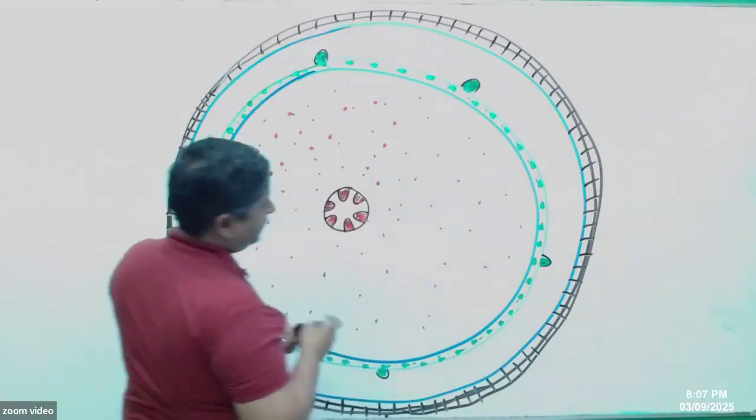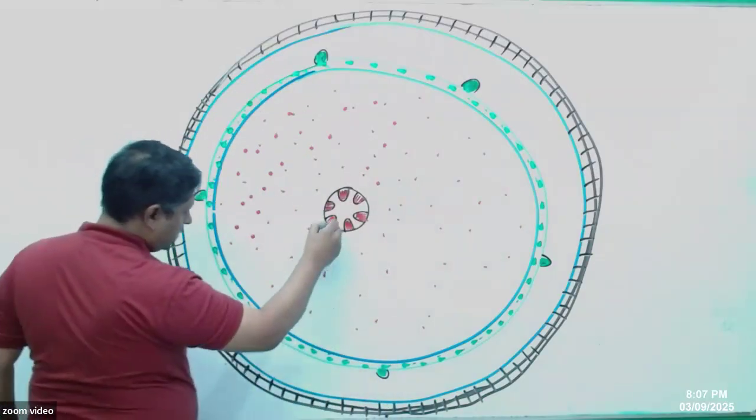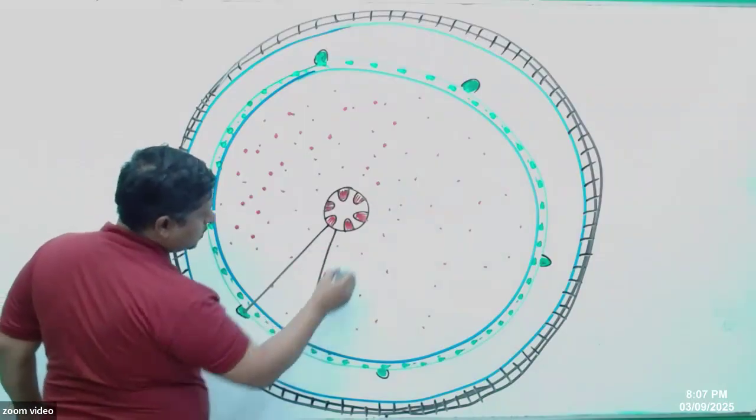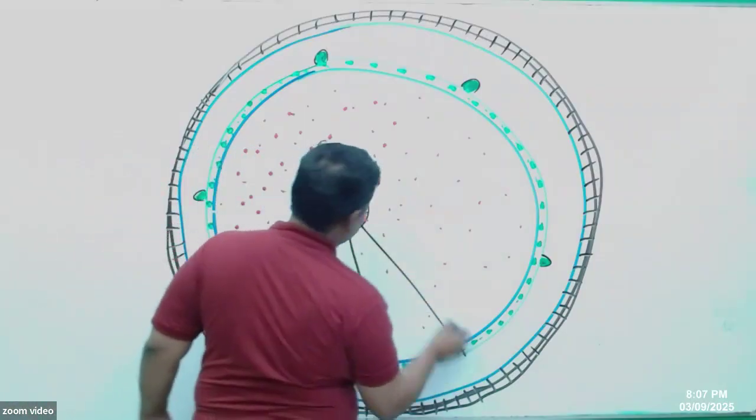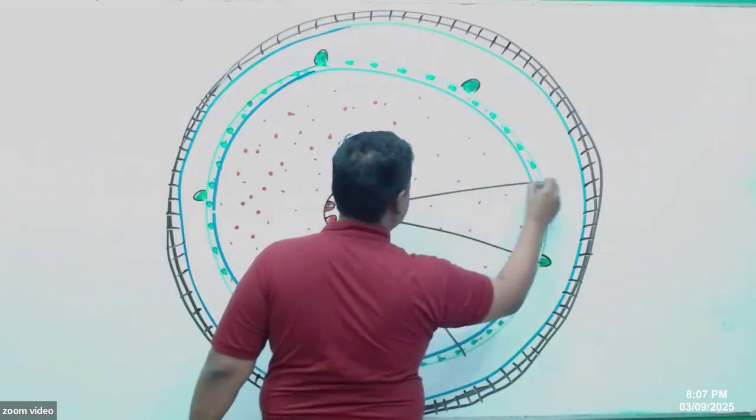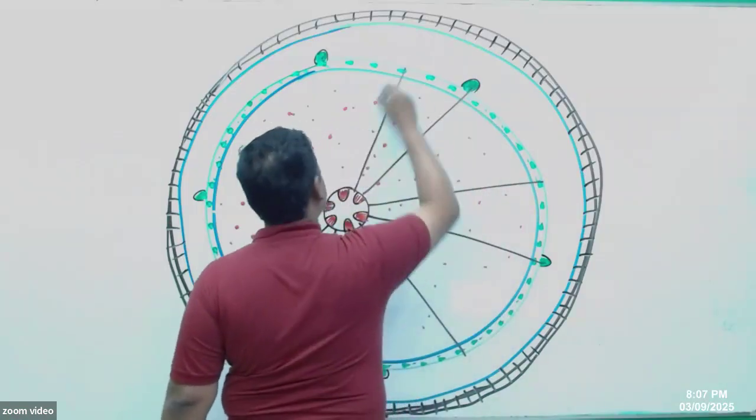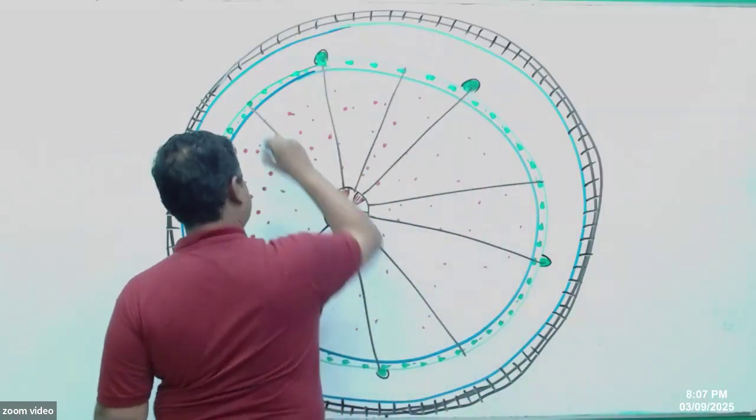That's cook. Right? Now, something is missing. What are those? These vascular rays are missing. Vascular rays are missing. So we draw it like that. Vascular rays.